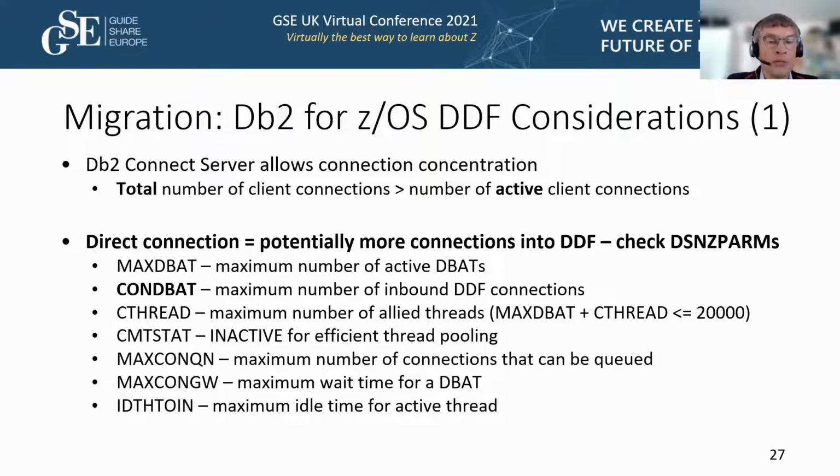Then you have three ZPalms, which would require you to configure the maximum number of connections that you can queue in DDF, and the maximum time a connection could wait to get an active debug. Typically, these are not so often touched by administrators. And then, of course, you can always have a look at the maximum idle time for an active set, which is listed here as the last one in this picture.